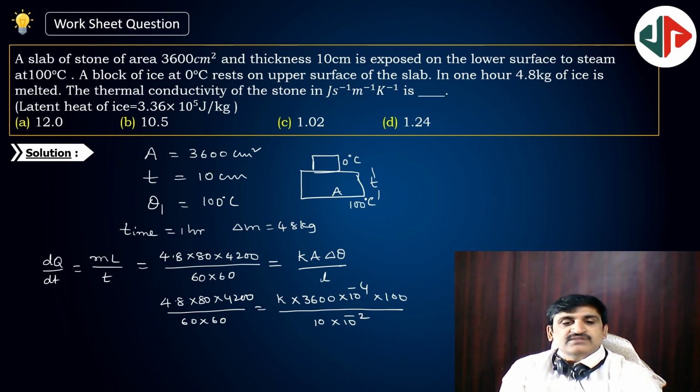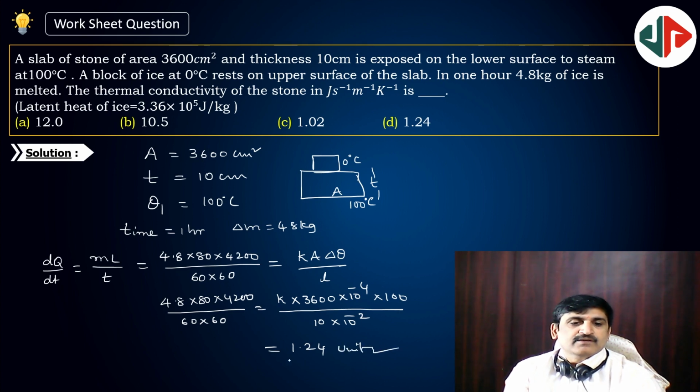So on substituting, K value you are going to get is around 1.24 units. So that is K.